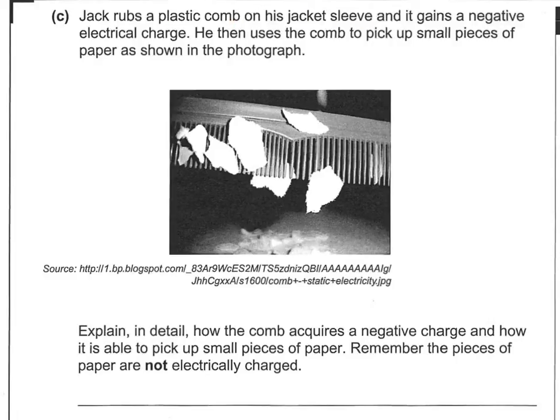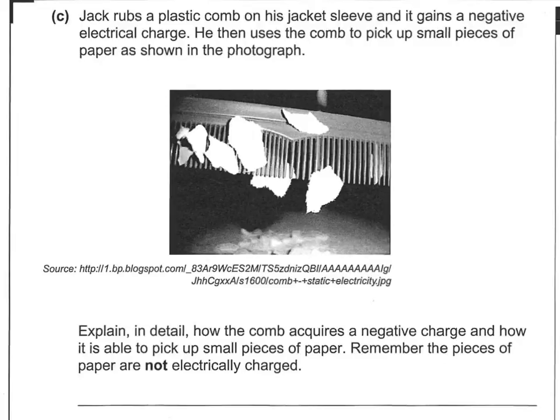We have to explain that electrons, which are negative particles, transfer from the sleeve to the comb. That's how it gains a negative charge. Electrons is a term you should know. You should be naming the moving charged particle that happens to be the moving thing in electrostatics problems. So we have electrons transferring from the jacket sleeve to the comb, and that gives the comb a negative charge.